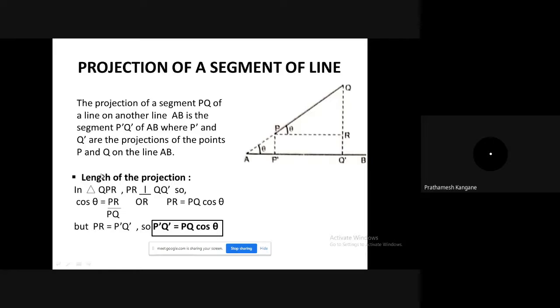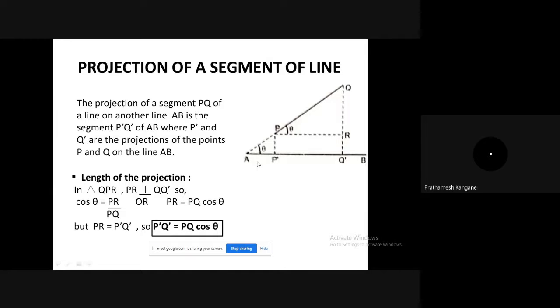To find the length of the projection, we can see that in triangle QPR, here is Q, P, and R. PR is perpendicular to QQ dash. This PR is perpendicular to this line QQ dash. So cos theta will be PR upon PQ, or we can say that PR will be PQ cos theta. But PR is equal to P dash Q dash. So the length of projection P dash Q dash will be PQ cos theta.